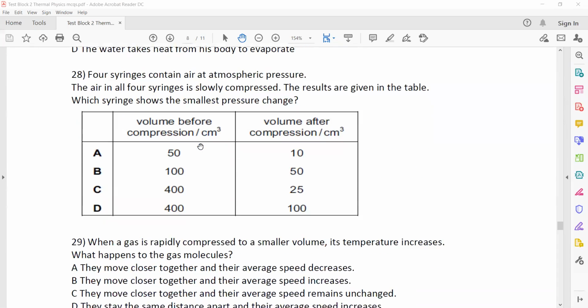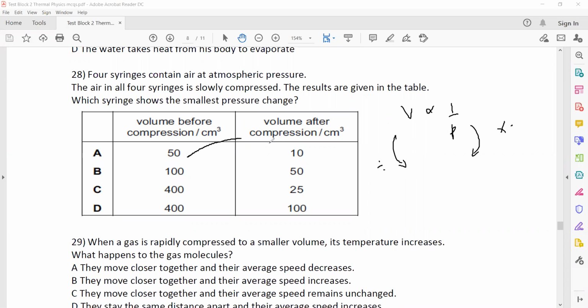4 syringes containing air at atmospheric pressure. The air in all 4 syringes is slowly compressed. So volume is decreased. The relation between volume and pressure, if the temperature is kept constant, is inverse. So if volume is divided, the pressure will be multiplied.